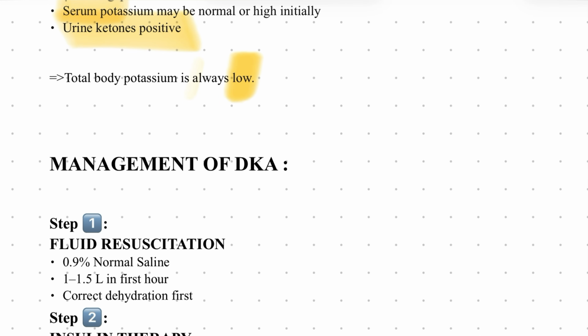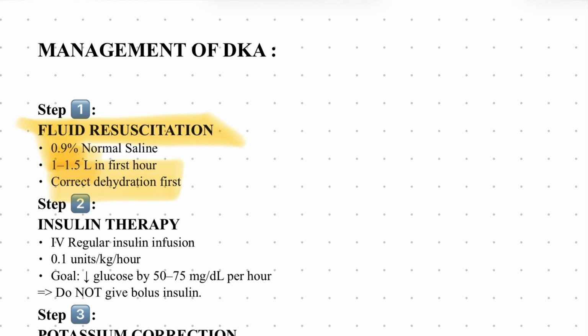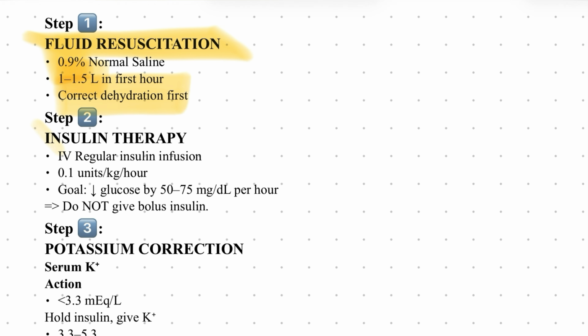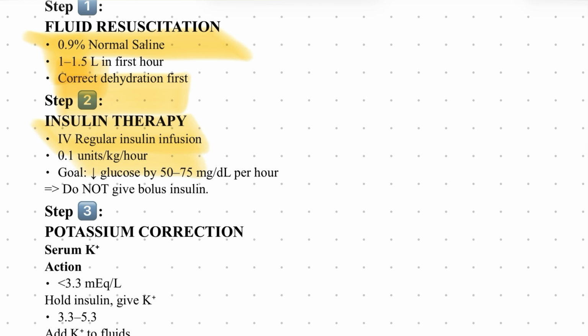Then coming to management, this is an important part. We'll divide it into 5 steps. First step, you need to fluid resuscitate, where 0.9% normal saline, this is an MCQ, 0.9% normal saline. You have to give 1 to 1.5 liters in the first hour, which corrects the dehydration. Then next you have to go with insulin therapy, where you give regular IV insulin infusion. 0.1 units per kg is preferred. Okay.